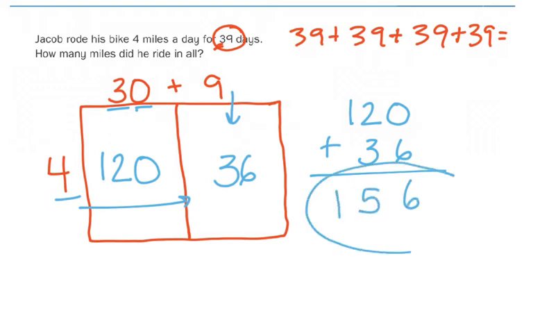The answer is 156 miles. So this is just breaking it down and multiplying the value of each digit using extended multiplication facts. Go ahead and erase this.